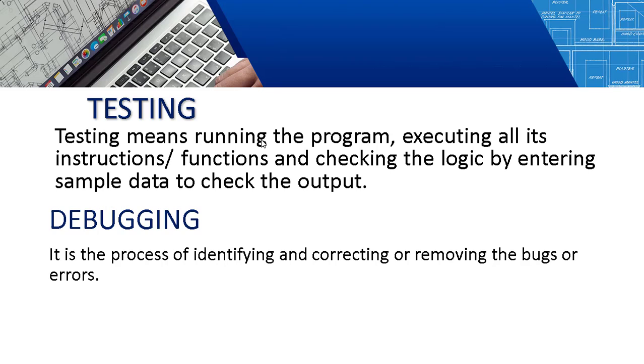The next one is debugging. In case errors are there when you are testing, so you are finding some errors in the program, then those errors have to be identified and corrected, and we have to remove all those errors from the program. So this is known as debugging. Debugging is a process of identifying, correcting or removing the bugs or errors.